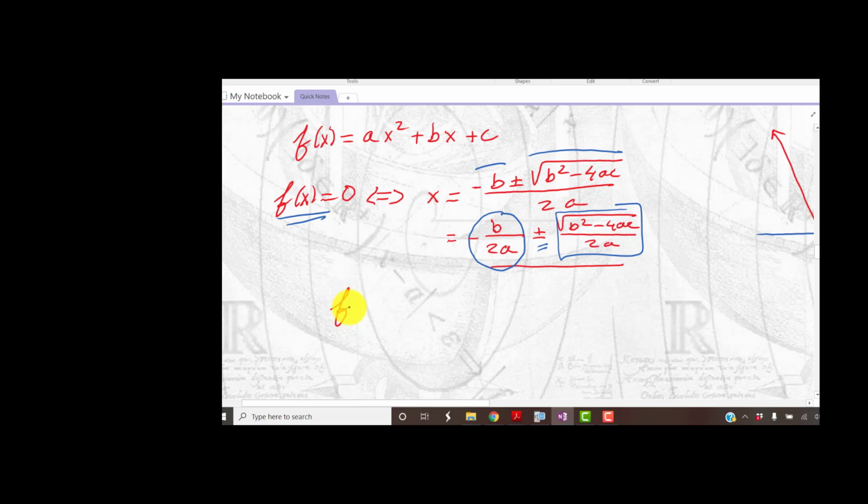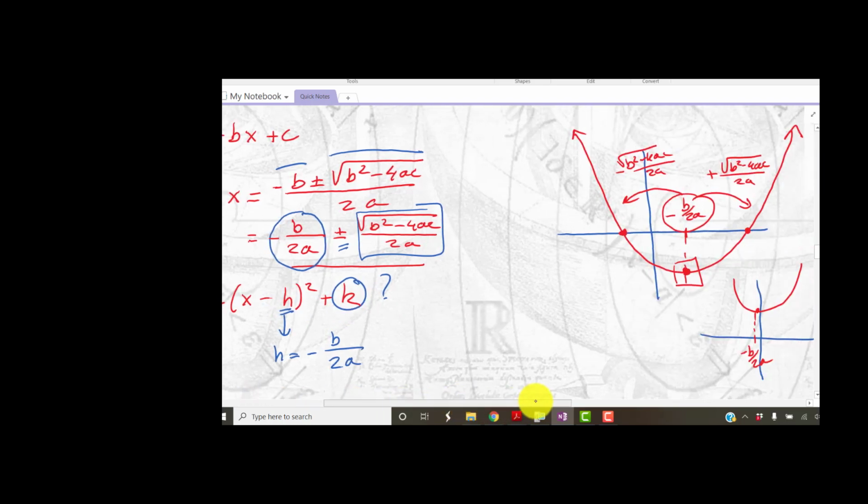If you look at the vertex form, f of x equals a, it's the same a as this one, times x minus h squared plus k, then this h right here is negative b over 2a. Okay, so you need to know how to use this formula. But now the question is, how do you find the k? Well, h is an input, it's an x value, right? So k is a corresponding output. Look at the graph, right?